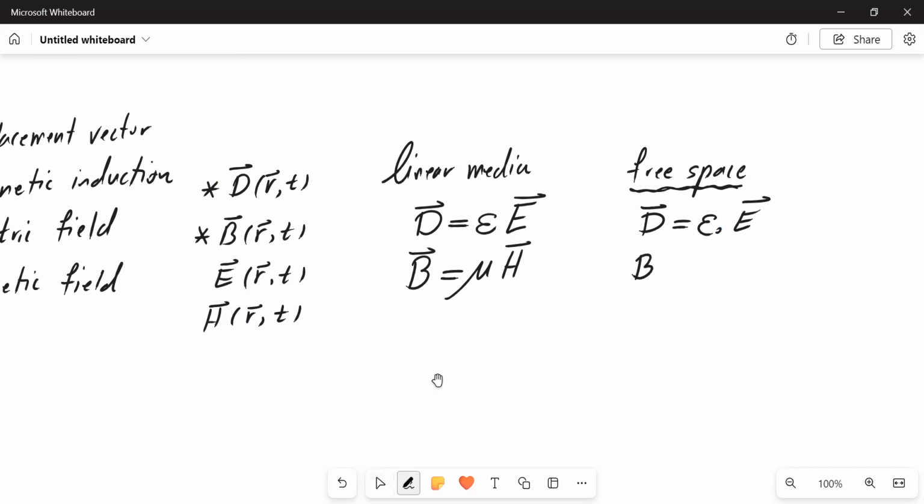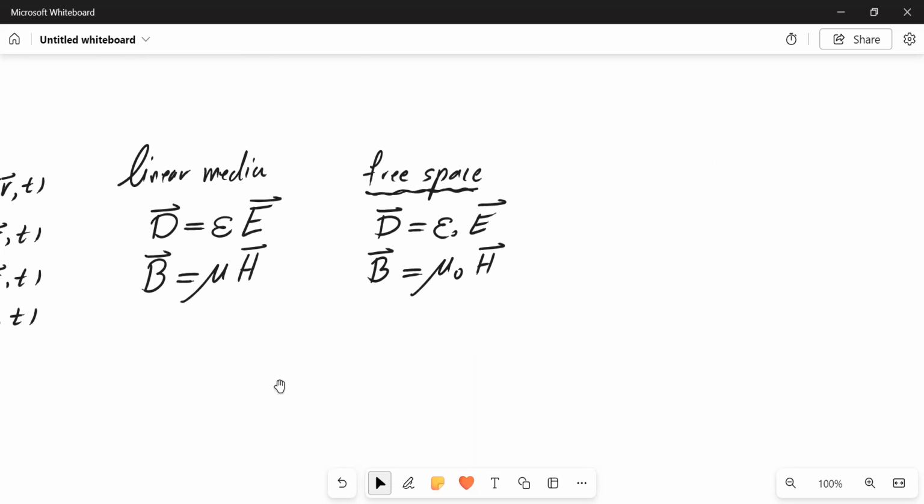And the magnetic field, or the magnetic induction, is simply a constant multiple of the magnetic field. This mu naught here is called the permeability of free space. The numerical values of epsilon naught and mu naught in SI units are given as 8.85 times 10 to the minus 12 in some units. Right now, we don't really need to worry about the units. And the magnetic permeability is given as 4 pi times 10 to the minus 7 in SI units. All right, so in free space, the displacement vector and the magnetic induction take these forms.